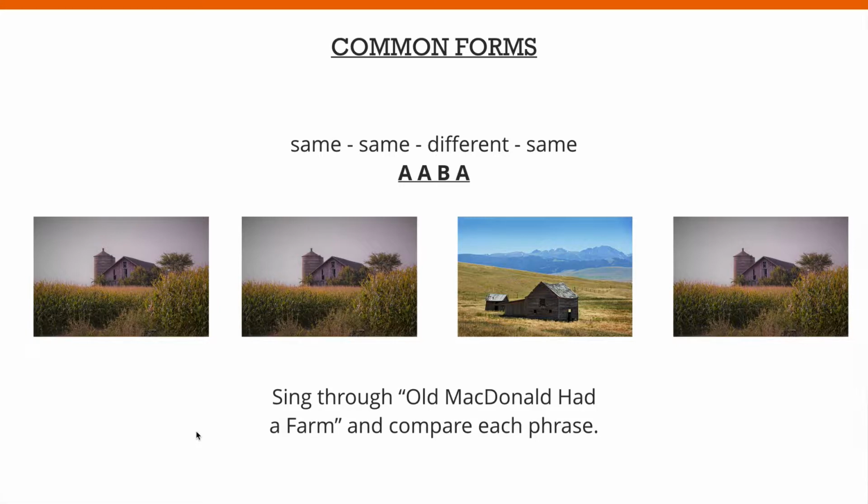For example, if we sing through Old MacDonald Had a Farm, Old MacDonald had a farm, E-I-E-I-O, A. And on this farm he had some dogs, E-I-E-I-O. Different words, but same music. For all intents and purposes, that's A-A. With a woof woof here and a woof woof there, here a woof, there a woof, everywhere a woof woof, that is not the same as the first 2 phrases I sang. That's different. That's your B section right there. Last phrase, Old MacDonald had a farm, E-I-E-I-O, just like the first 2. So that's a classic AABA.